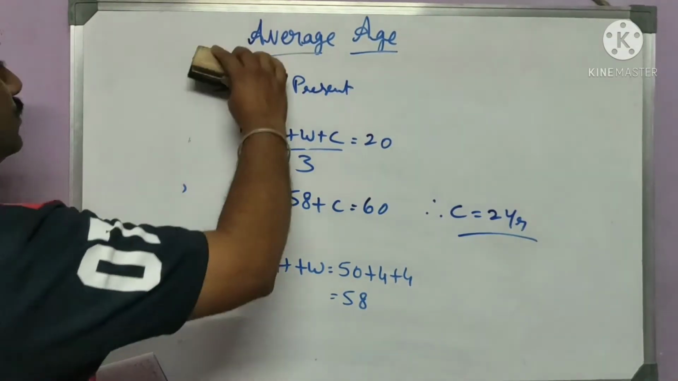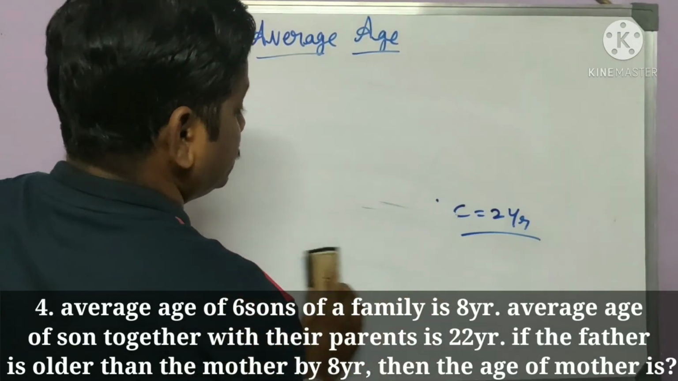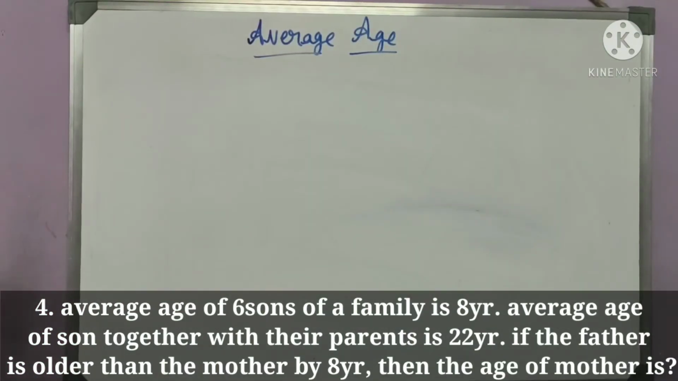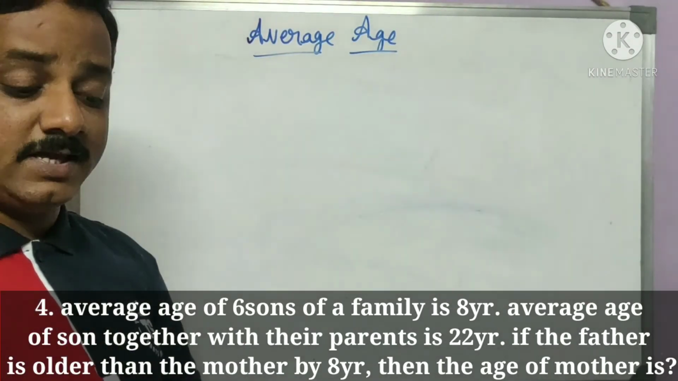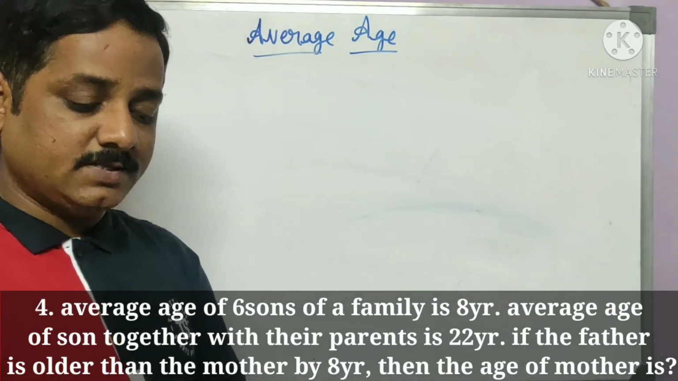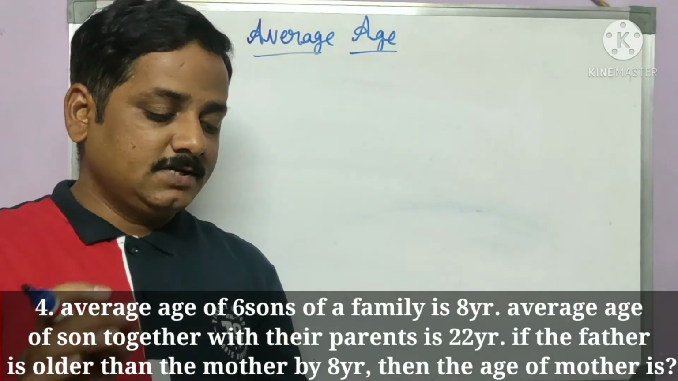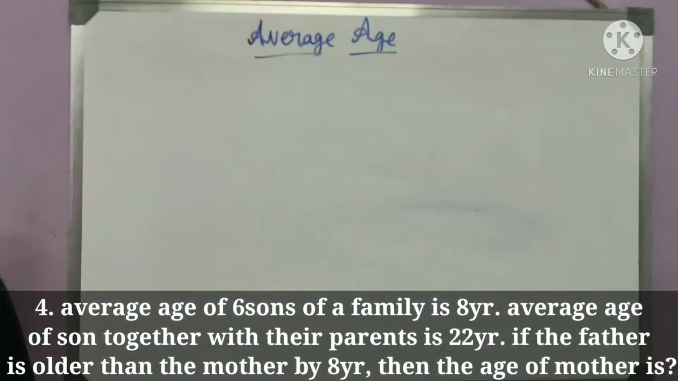Now look at the last question, that is the fourth question of today's session. You can read the statement on the screen. The average age of 6 sons of a family is 8 years. Okay. The average age of the sons together with their parents is 22. If the father is older than the mother by 8 years, then the age of mother is how much? So that's the question. Here I need to find the age of mother.